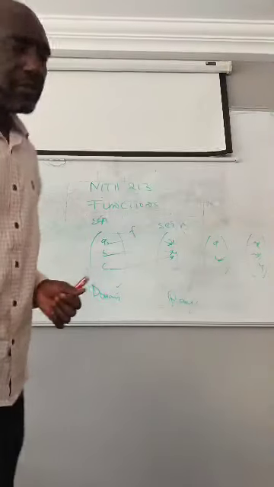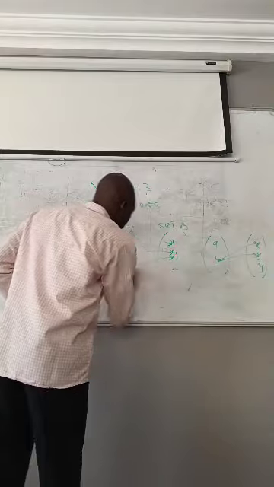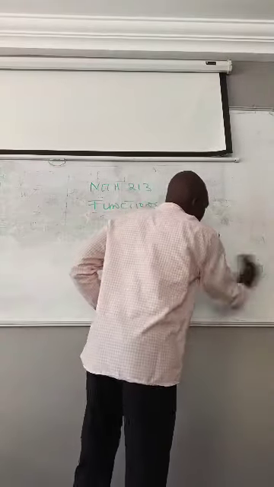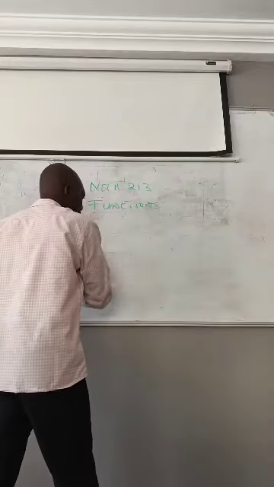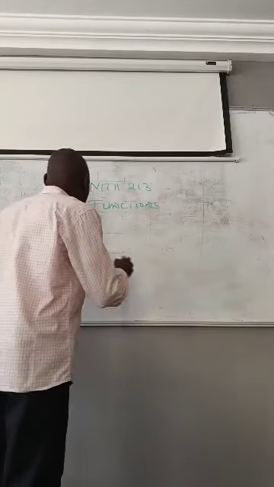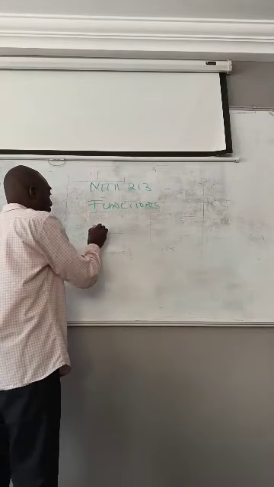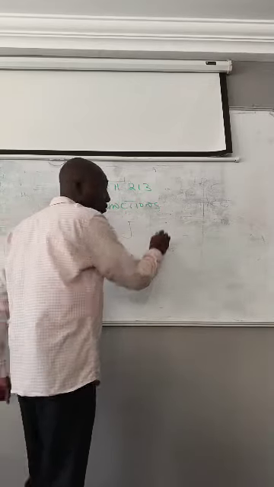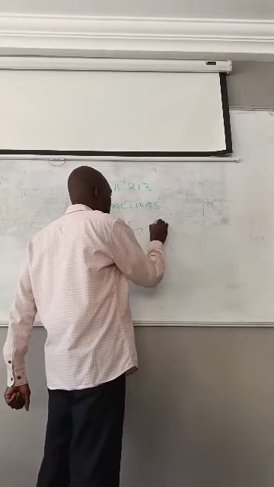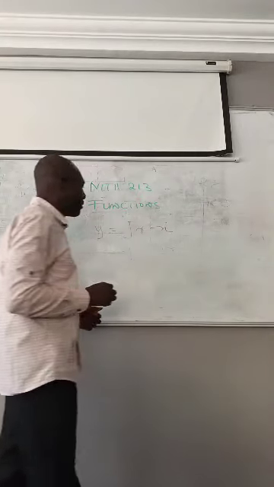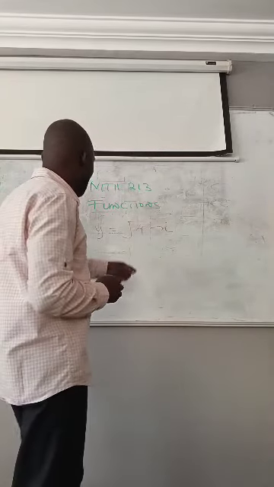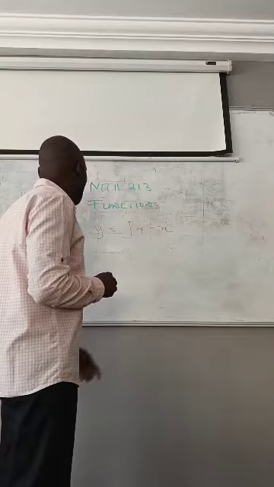Now, find the domain. We have seen the domain and the range. Now if you are asked to find the domain of the function y equals the square root of 4 minus x, find the domain of the square root of 4 minus x.